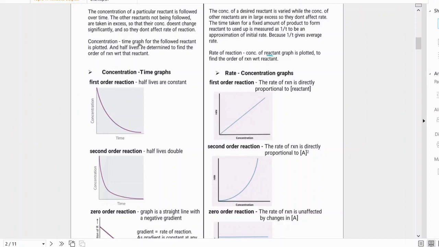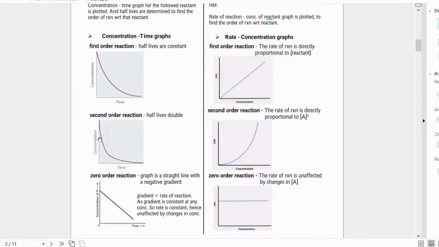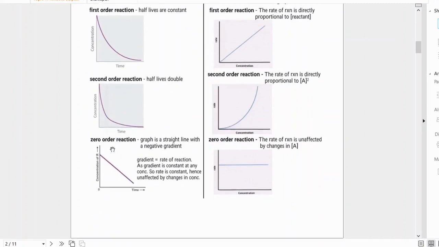The concentration-time graph is plotted and half-lives are determined. If the half-lives are constant, the reaction is first order with respect to that followed reactant. If the half-lives double, then the reaction is second order with respect to the followed reactant. For a zero order, that means the reactant is not involved up to and including the RDS step. It is involved after the RDS step. So that would be zero order. The reaction is zero order with respect to that kind of reactant.